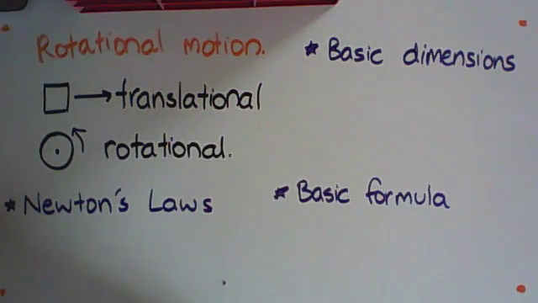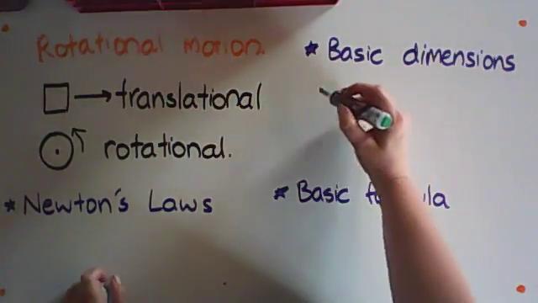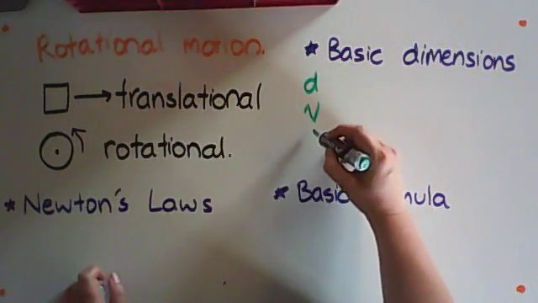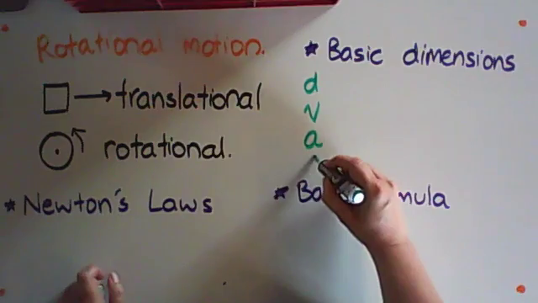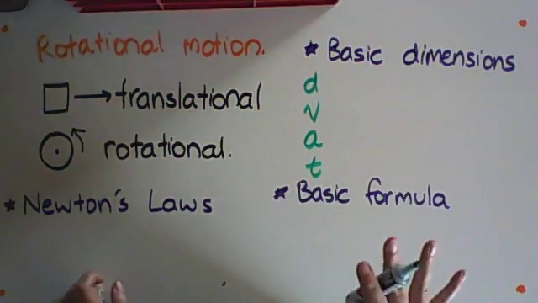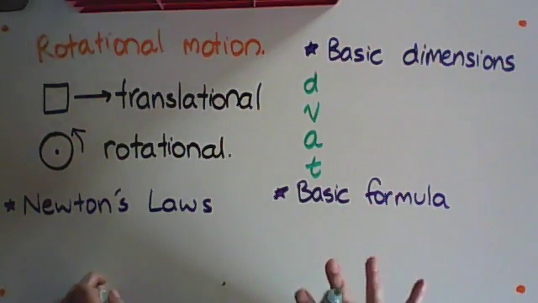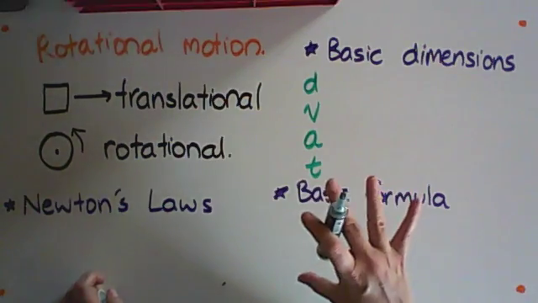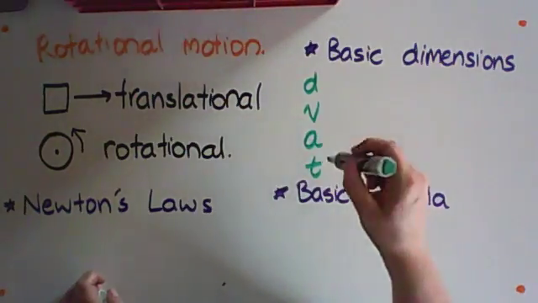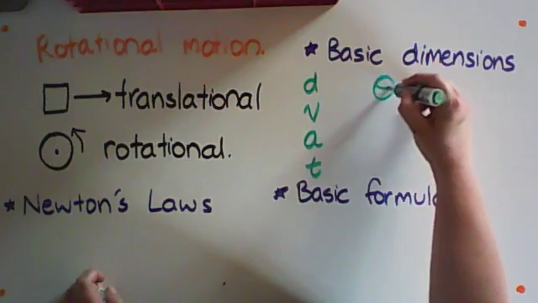But first, let's stick with our very, very basic things. In translational motion, we talk about distance, we talk about speed or velocity, we talk about acceleration, and we talk about time. The good news is that all these things still exist in rotational motion. So a lot of this section of our unit is just transferring really basic concepts that we already have into a new format. Instead of distance, if an object is spinning, we have angle, the angle it moves through.